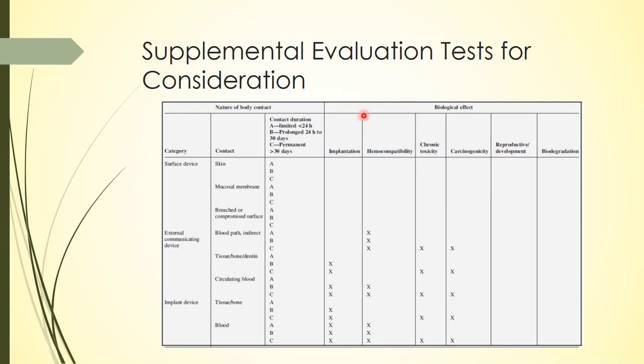Hemocompatibility we have already discussed in detail in the first unit, so I'm not going to discuss it again here. But if you see blood devices, right, devices that come in contact with blood and are in permanent contact, then you have to do carcinogenicity, chronic toxicity, hemocompatibility, and implantation tests. Then reproductive and biodegradation tests. The reproductive test is done if you think that your device is going to affect the reproduction of the species that the device is getting implanted into, and biodegradation is for bioabsorbable materials.